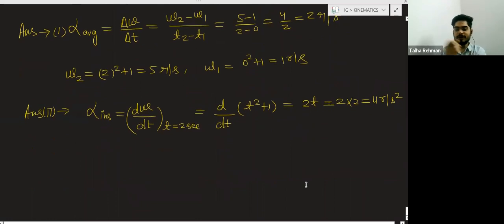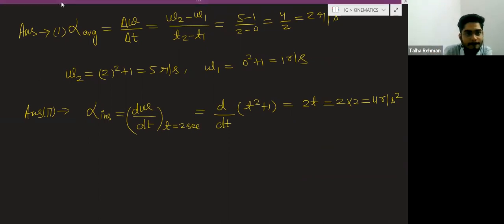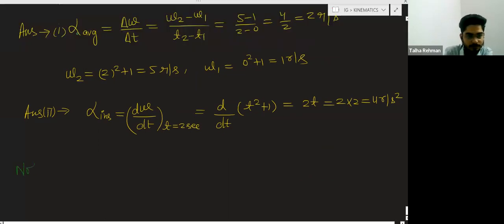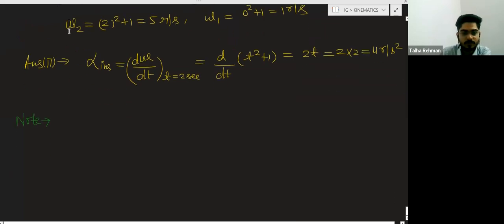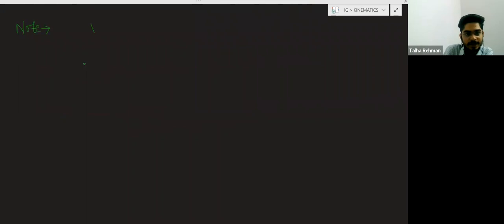There is one relation between the tangential acceleration, or you can say the linear acceleration, and the angular acceleration. See how we can derive that relation. Your linear speed is equal to radius into angular speed.